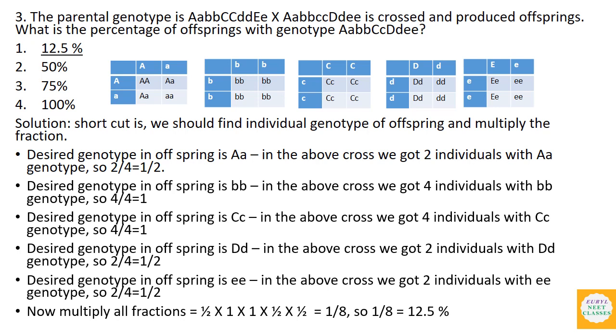So what is going to come here? 1 by 2 into 1 into 1 into 1 by 2 into 1 by 2. So we get 1 by 8, which is equal to 12.5%. So the answer is 12.5. Is that clear? Like this, let them give any number of characters crossed, simply by doing the monohybrid crosses you can do it. It will take a little time, but still you can easily do it. Got it?